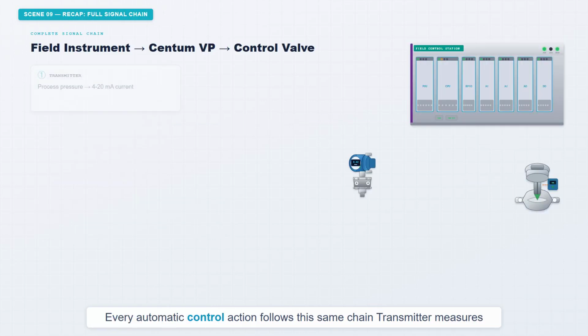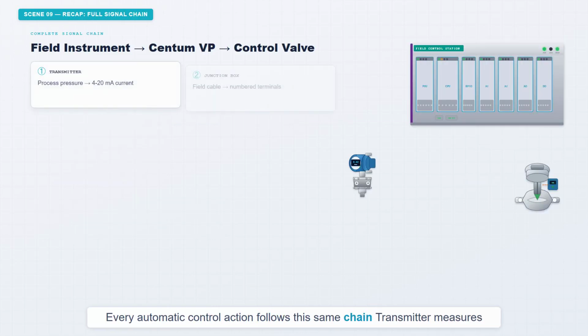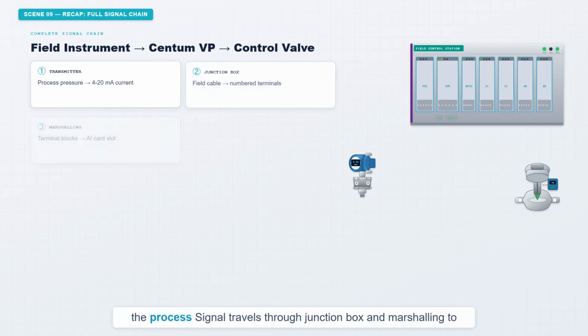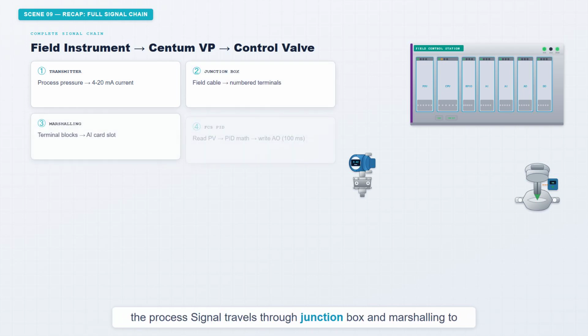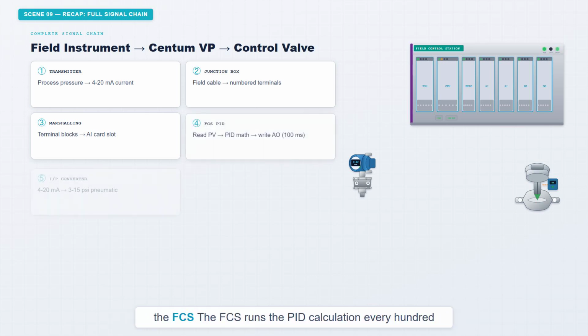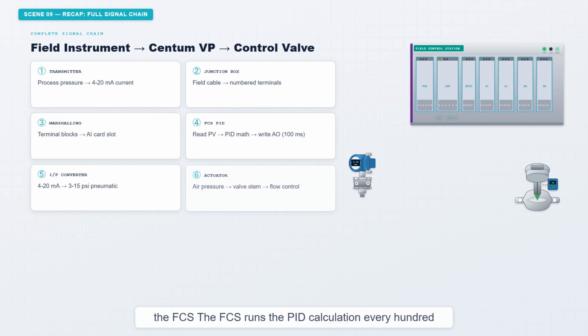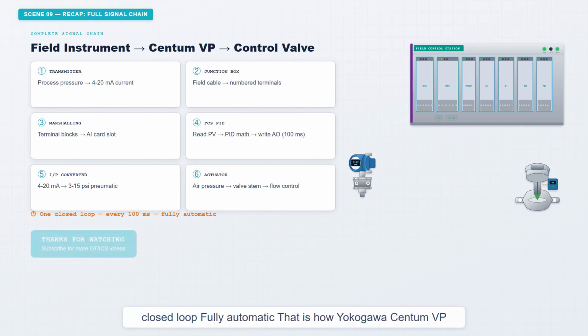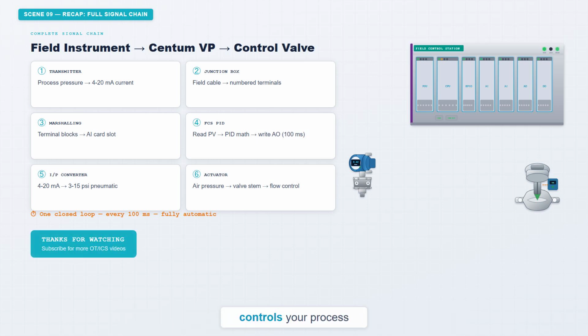Every automatic control action follows this same chain. Transmitter measures the process. Signal travels through junction box and marshalling to the FCS. The FCS runs the PID calculation every 100 milliseconds. Output travels back through marshalling to the IP converter. Air pressure moves the actuator and the valve. One closed loop, fully automatic. That is how Yokogawa Centum VP controls your process.